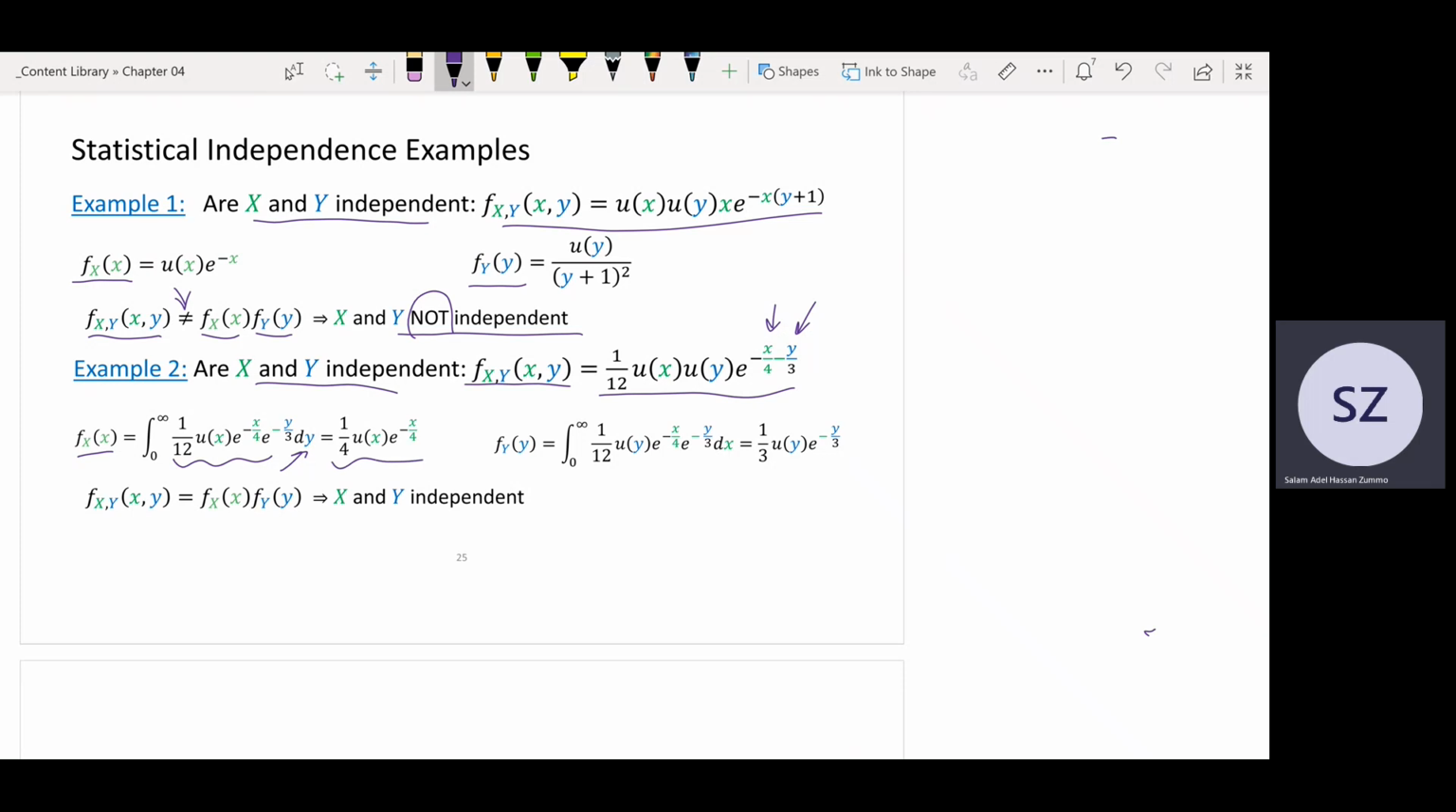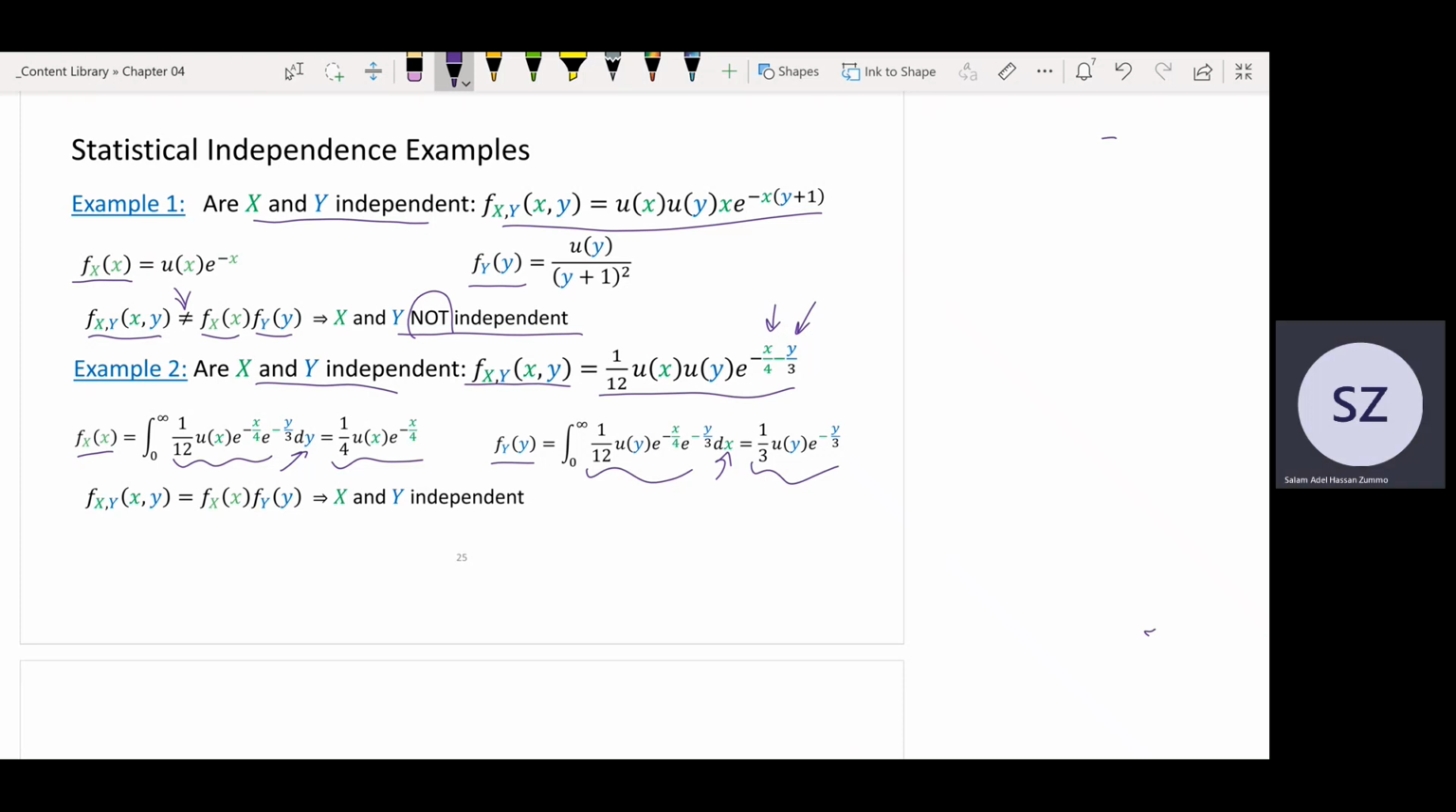In terms of PDF. Similarly, if I want to find the PDF of y, the marginal of y, I integrate with respect to x. The same joint PDF. Again, this is integration with respect to x, anything for y is constant, it's outside, and you end up with this PDF.